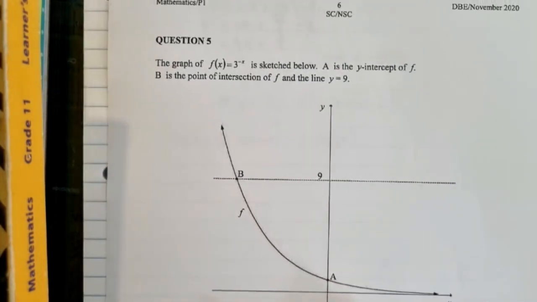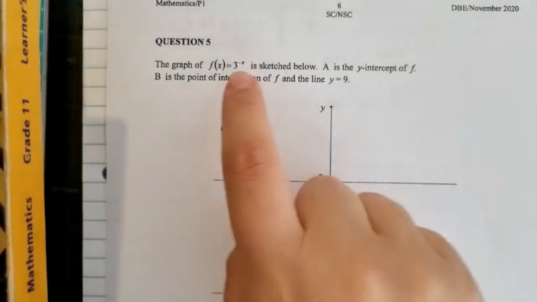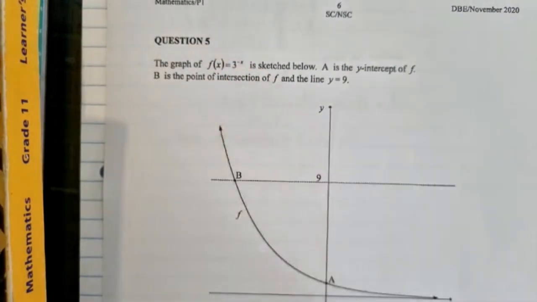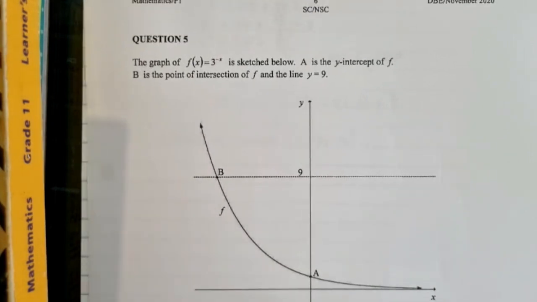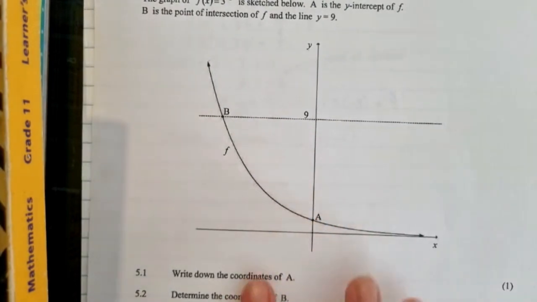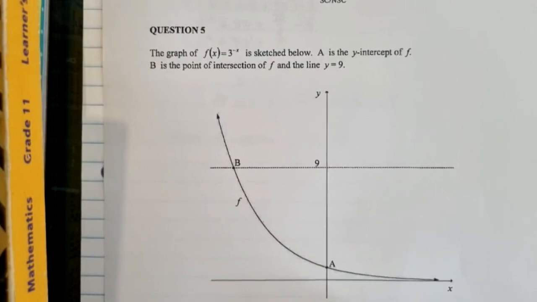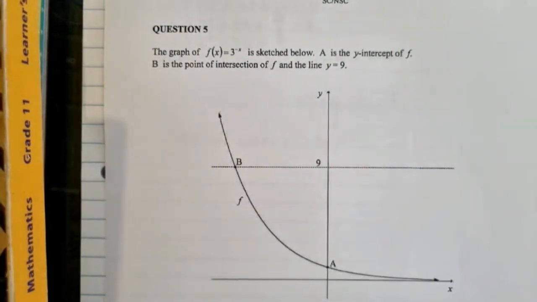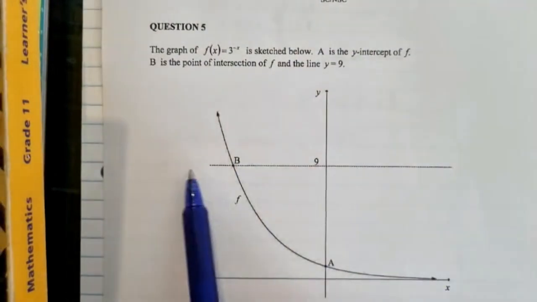The graph of f of x equals 3 to the negative x is sketched below. Now, if the x is in the exponent, then we know that it's an exponential graph, right? Which we can see also it is an exponential graph. A is the y-intercept of f, and B is the point of intersection of f and the line y equals 9.